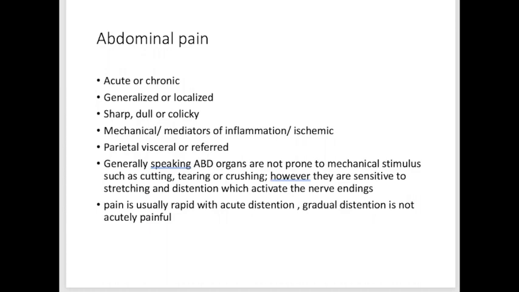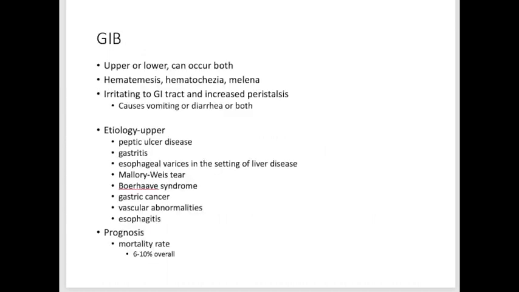Abdominal pain, this is broad as well, acute versus chronic, generalized versus localized, sharp, dull, or colicky, and visceral, referred, or parietal. And depending on the location of it and the signs and symptoms associated with it, we can determine what's going on based on location.